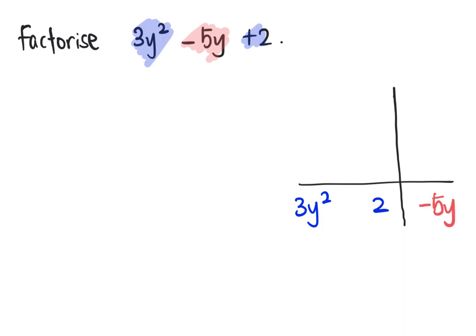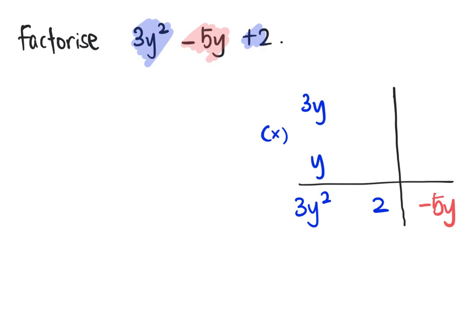And our job now is just to make sure that the factors of 3y squared, we are able to write it out. Yep, there's only 3y times y, that will give me 3y squared. And there also is only 1 times 2. But at this note, we do need to make sure that we get a negative 5.